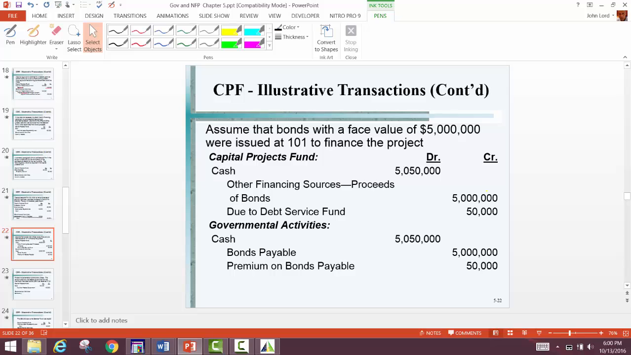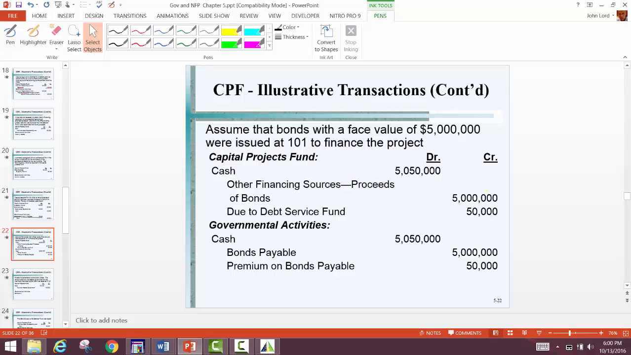The capital project fund is going to keep the $5 million to construct this office building, whatever, right? And so that portion that they're going to keep, we treat as another financing source. The amount that they're going to send over to the debt service fund, we're going to call due to the debt service fund because that's where it's going.